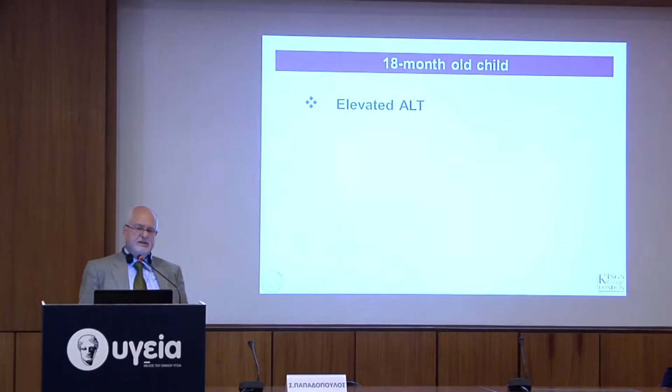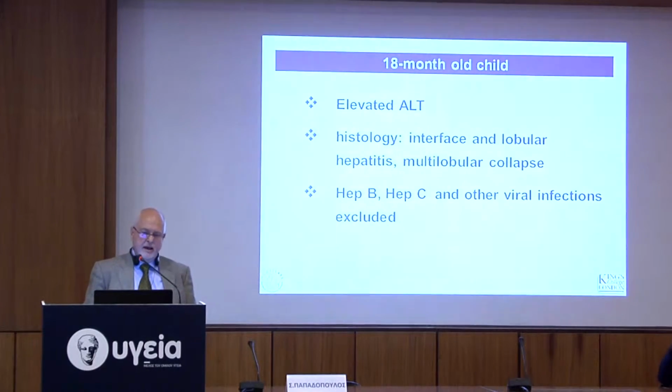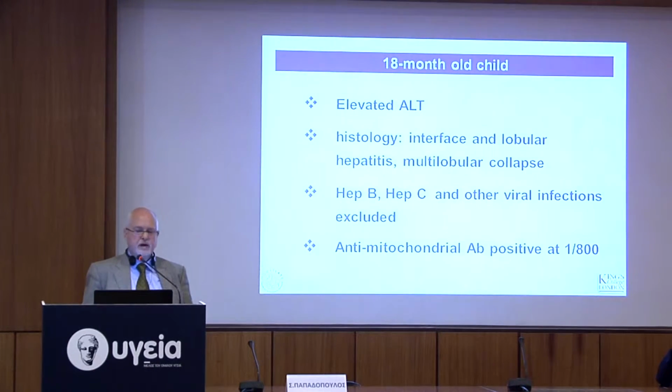I give you some examples. This is a child, elevated transaminases, histology of interface and lobular hepatitis, multilobular collapse, hepatitis B, C, other viral infection excluded, and was found to be positive with antimitochondrial antibody. People in the audience will say, antimitochondrial antibody, but was that not the antibody associated with primary biliary cholangitis, primary biliary cirrhosis? Yes, it is, and it was.